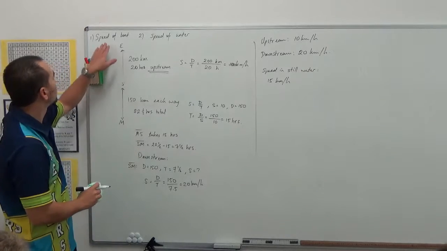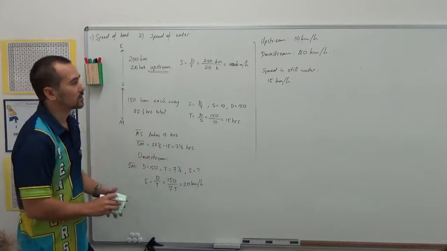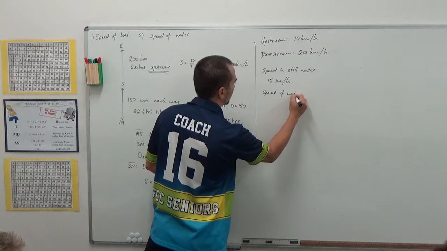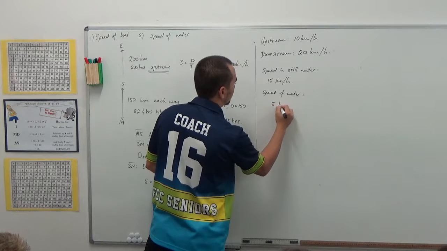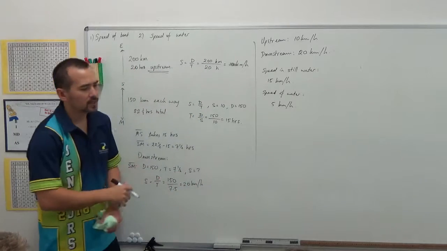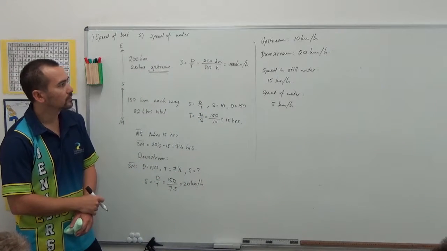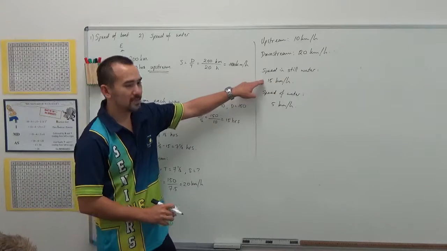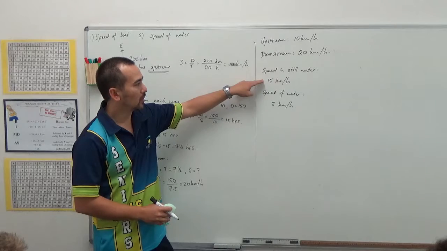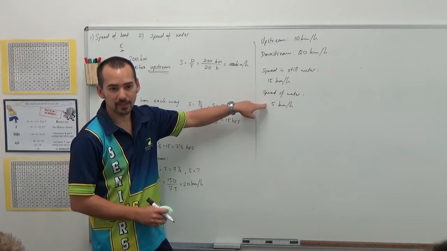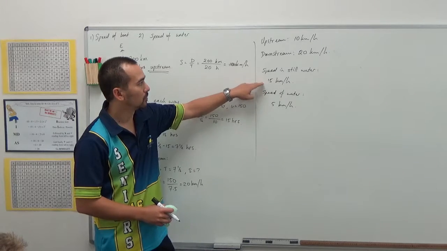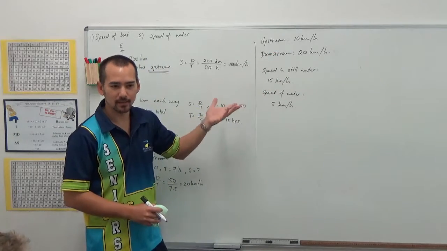And the other thing we needed to work out is the speed of the water. So what would the speed of the water be? It'd be 5 kilometers per hour. And how did we work out that it was 5 kilometers an hour? The boat itself, we're saying is going 15. Going downstream, you're going to add 5 to make the 20. And going upstream, we're taking 15 and subtracting 5, which would make the 10. So it fits, it makes sense.